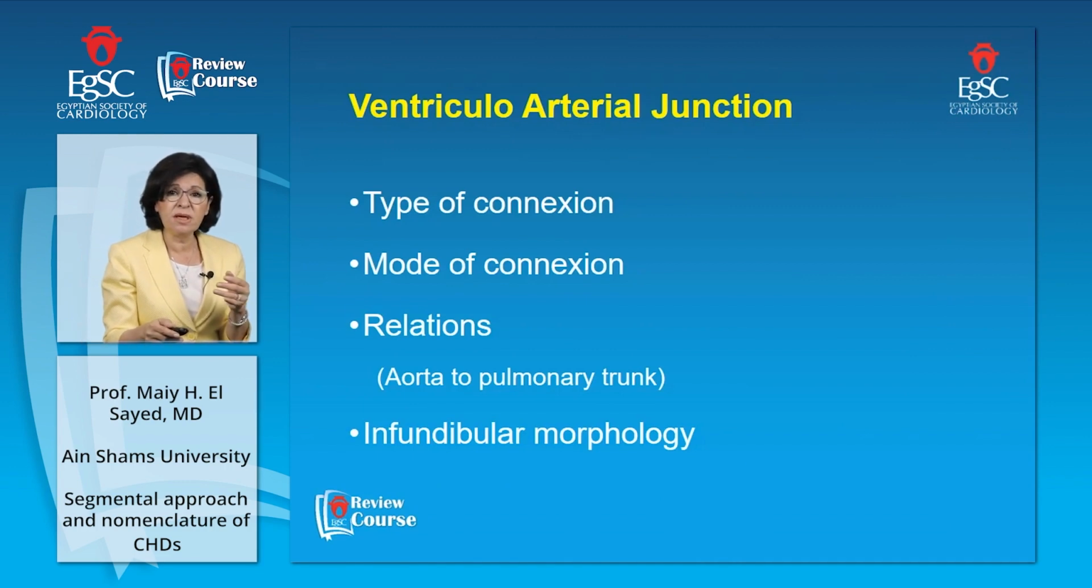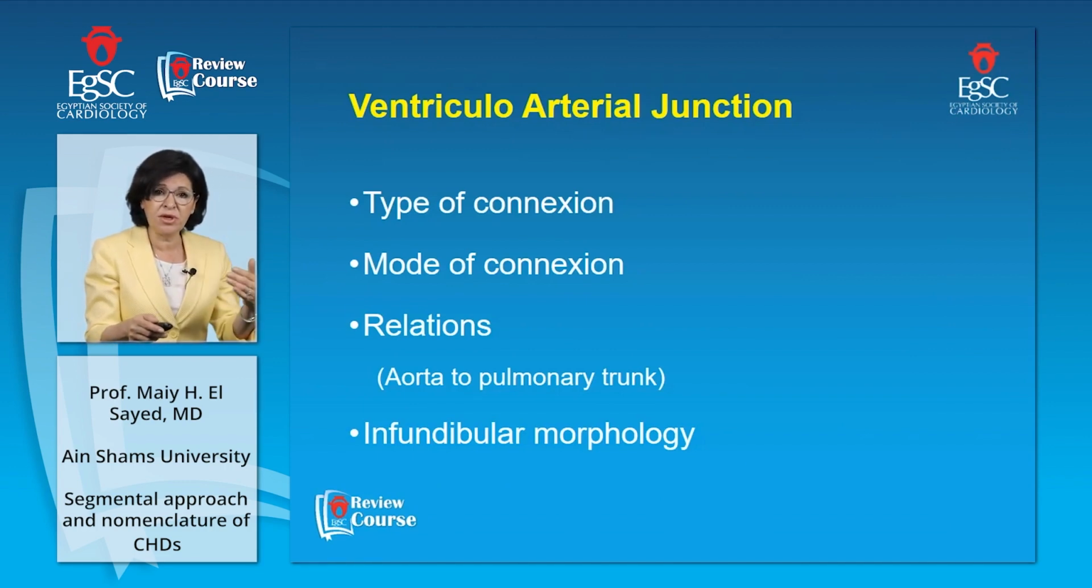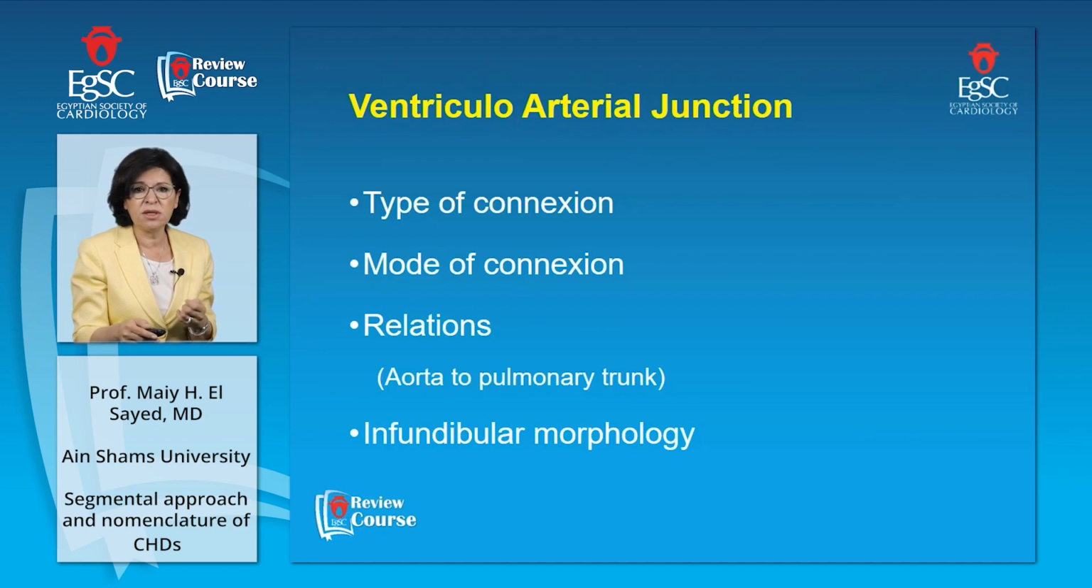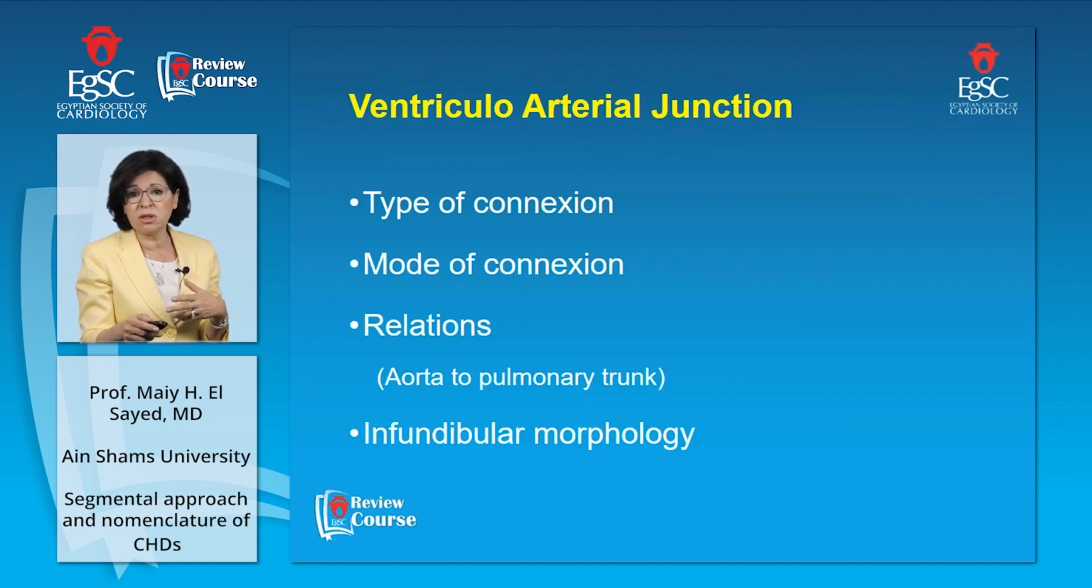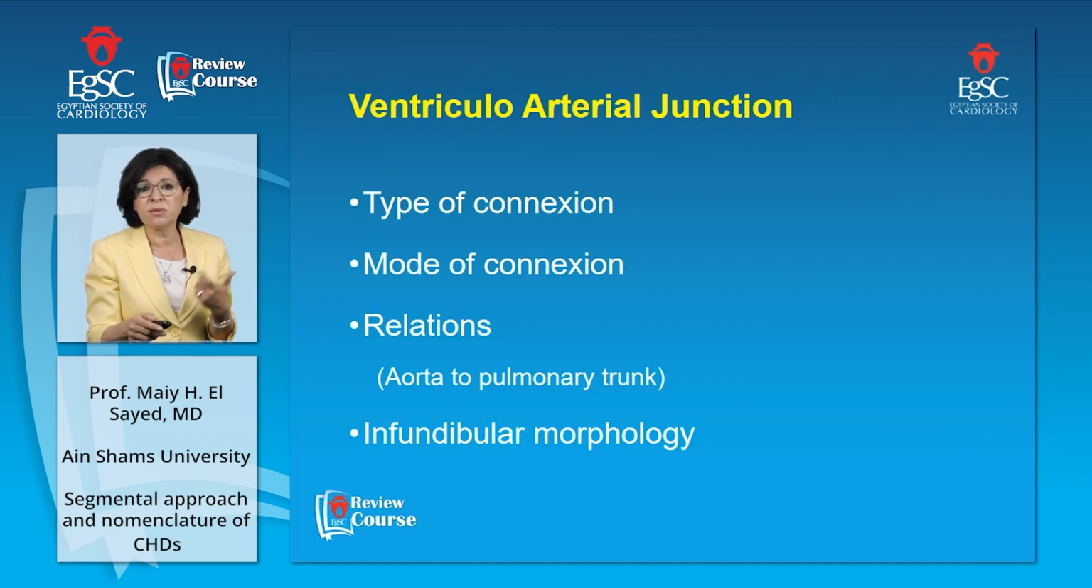Having finished the AV connection, we could now go to step 3, which is the ventricular arterial connection. And then again, there is the type of connection, there is the mode of connection. There is the relationship of aorta to the pulmonary trunk, who is anterior, who is posterior, who is to the right, who is to the left. And then there is the infundibulum morphology. Do we have one infundibulum? We have bilateral infundibuli. Do we have a subaortic, subpulmonary infundibulum, or what?